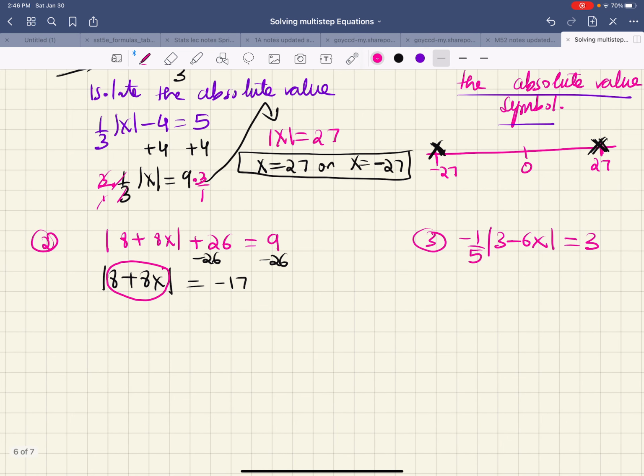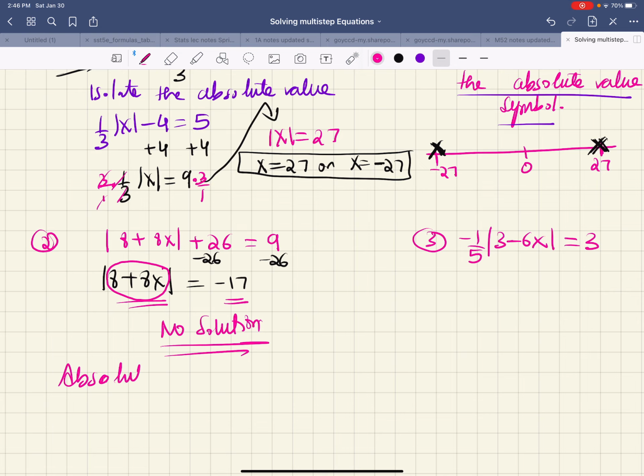So here I'm trying to say the absolute value of something is negative. That means there is no solution to this problem. I'm not going to split it into two equations, because the absolute value of any number is its distance from 0, and the distance is never negative. So the absolute value of a number cannot equal a negative number. That's why there is no solution in this case.